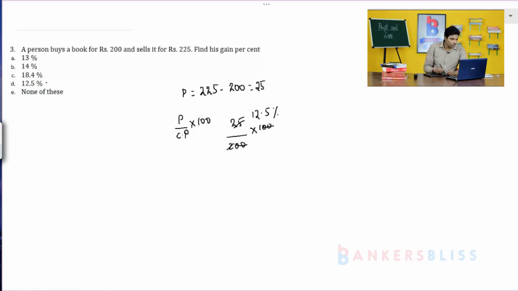So that is option D. Very simple. Profit by cost price into 100. Profit is 25, 25 by 200, into 100, that is 12.5%. Okay, so let's go to the next problem.